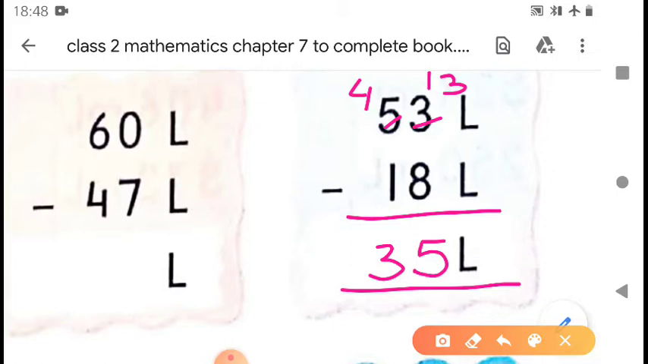And if you check the subtraction, 8 plus 5 is equal to 13. 3, carry over 1, 3 plus 1, 4, plus 1, 5. So 53 minus 18 is equal to 35. Okay.